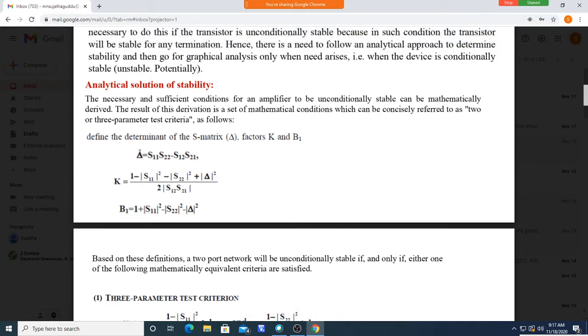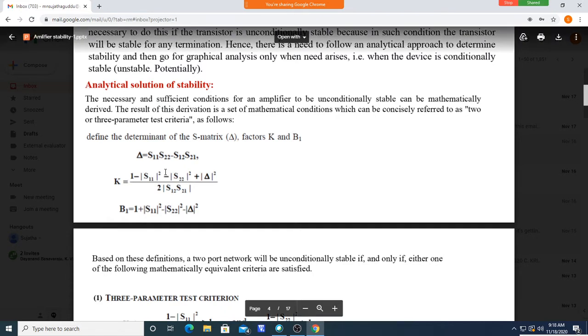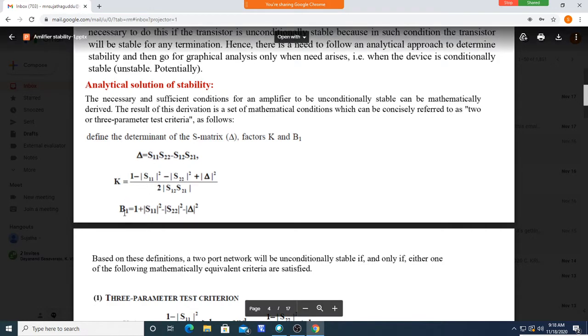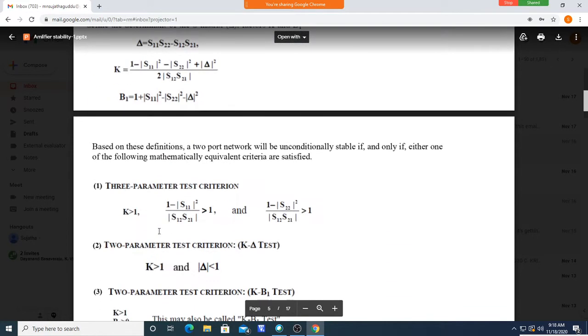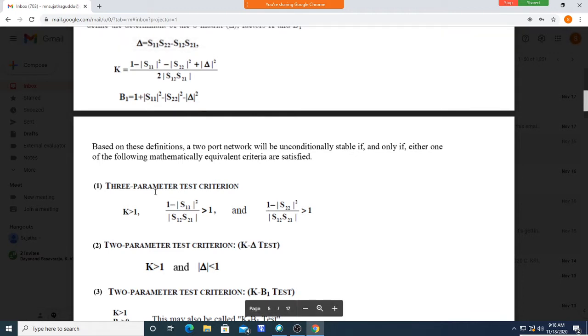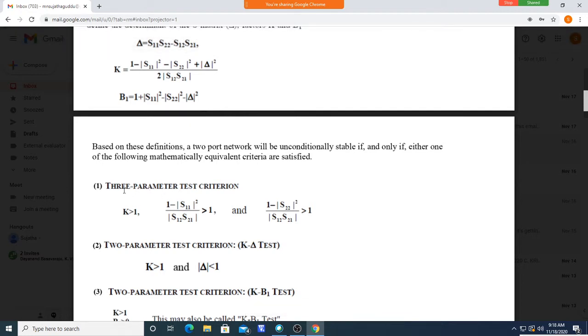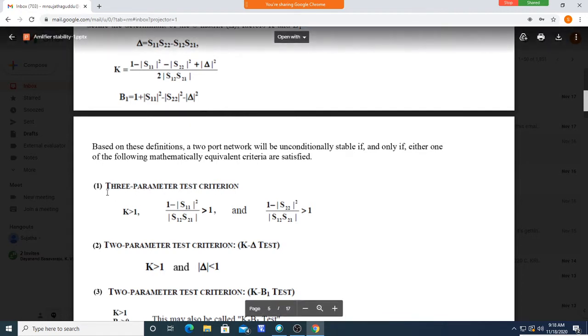First you calculate delta, K and B1. Delta is found using the S-matrix parameters. For a given device, the S-matrix will be provided. We get a value of delta. Similarly, get a value of K, and B1. These are the equations. You get the values of delta, K and B1. So now using these three parameters, you can come to know whether it is conditionally stable or unconditionally stable. Calculate the value of K and delta. See here, three parameter test criteria.